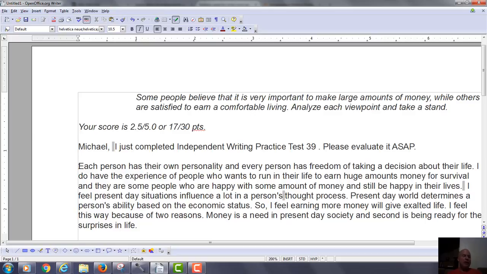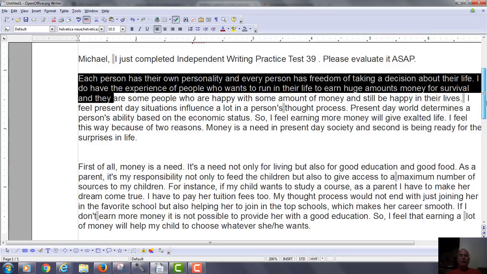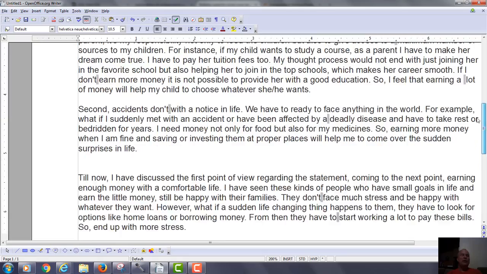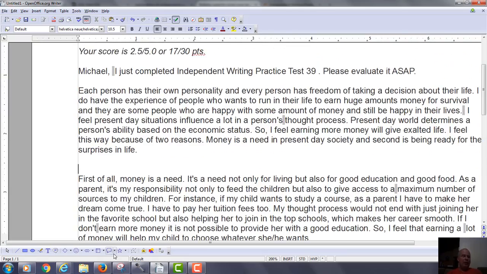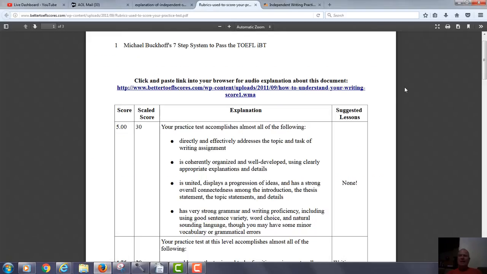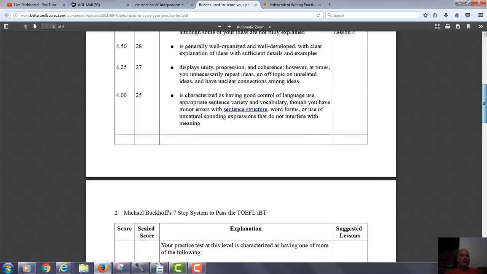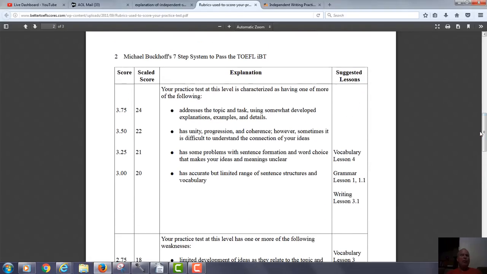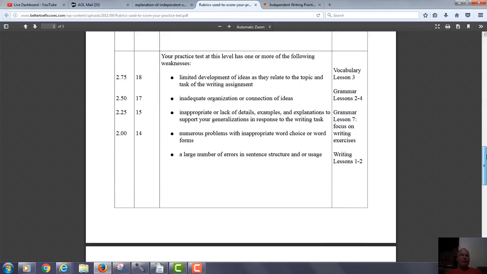So I read your essay. You have 468 words, so there's no problem with your word length. However, when I go to the rubrics, you actually don't even score in the 3 range on this, and I will tell you why. If you want to get in the 3 range, you have to address the topic and task, right? However, you didn't really do that. You have limited development of ideas as it relates to the topic and the task.